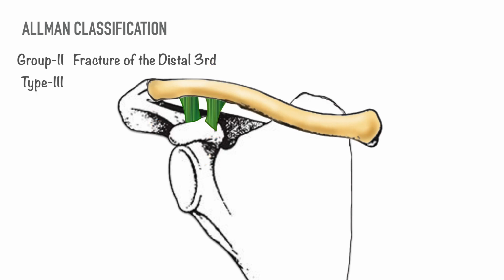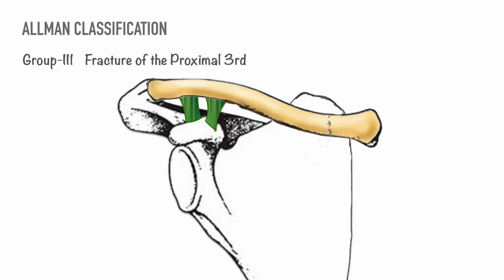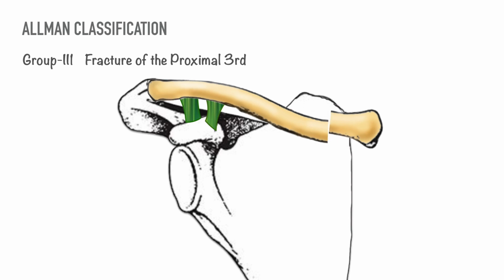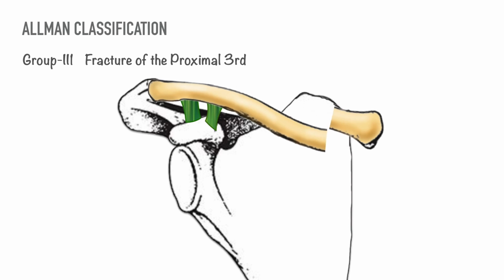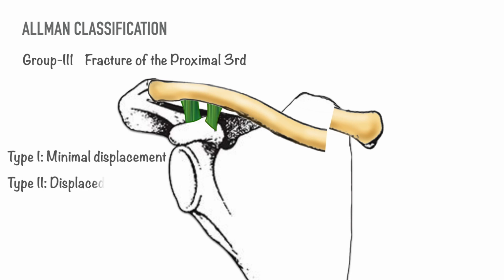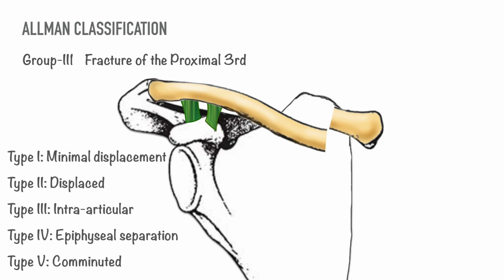Type 3 includes fracture of the articular surface of the acromioclavicular joint with no ligamentous injury. And finally, Group 3 includes fracture of the proximal third of the clavicle. These are usually minimally displaced if the costoclavicular ligaments remain intact. Group 3 is again subclassified into types 1 to 5.